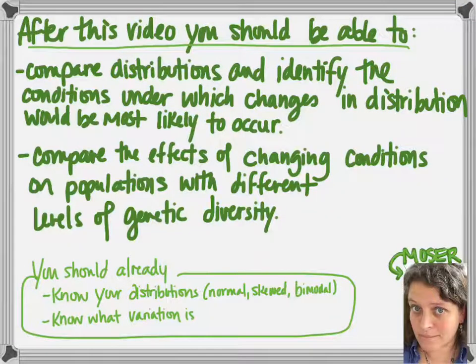Okay, let's just check in. Do you feel like you can compare distributions and identify the conditions under which there would be changes in a distribution? Can you compare the effects of changing conditions on populations that have different levels of genetic diversity? Do you understand why variation is important? Good. Keep moving.